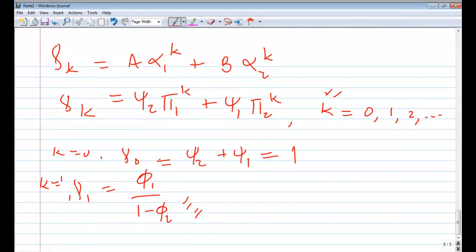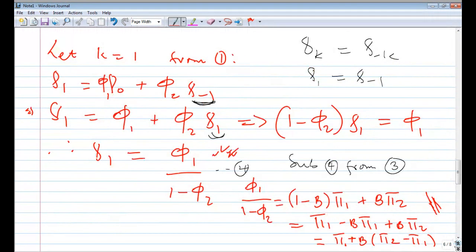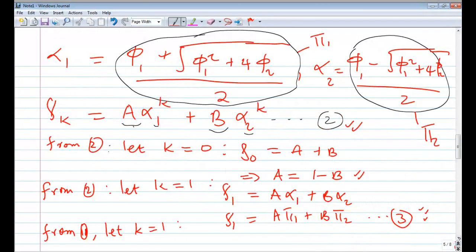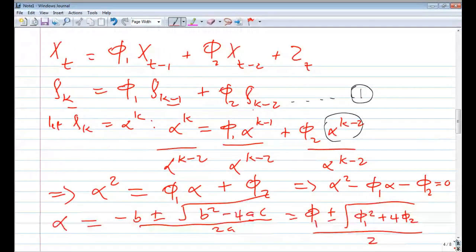Sir, can you please explain the rho k part? The rho k, yes. Which one? The second part. I'm saying what we have been doing all along from here. Yeah, from here, from equation number 1. These steps, we just want to calculate, to find the autocorrelation function equation.